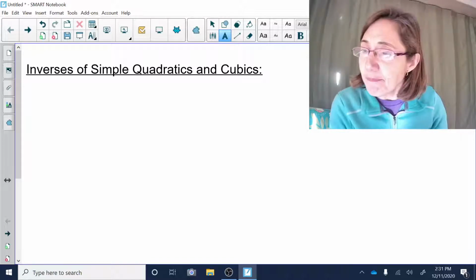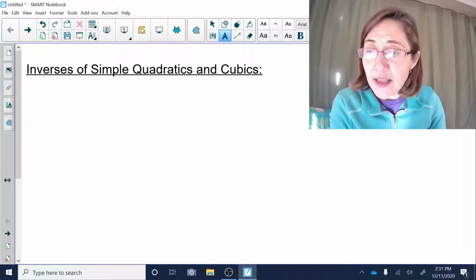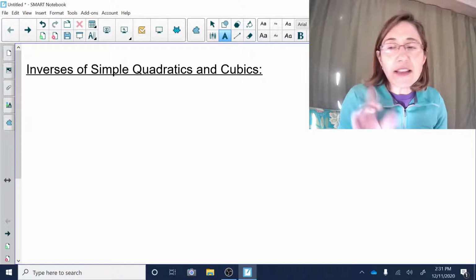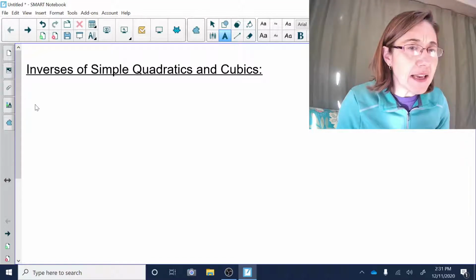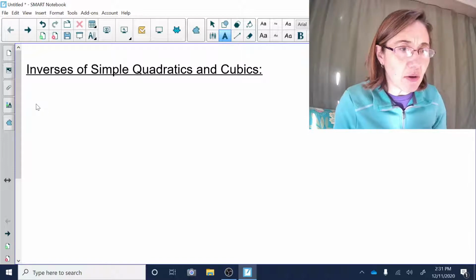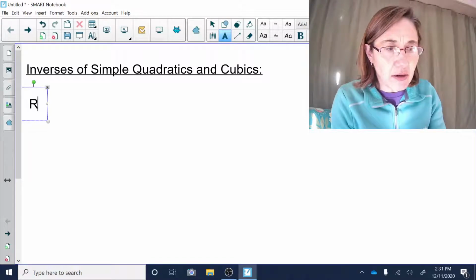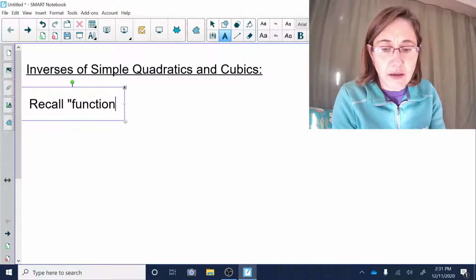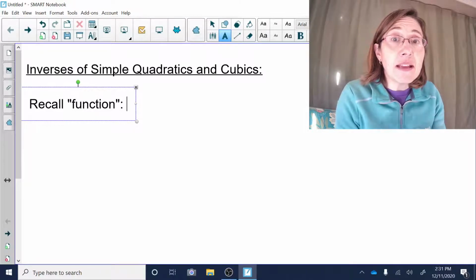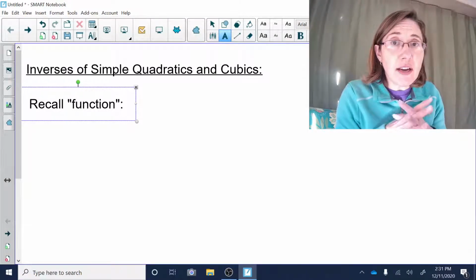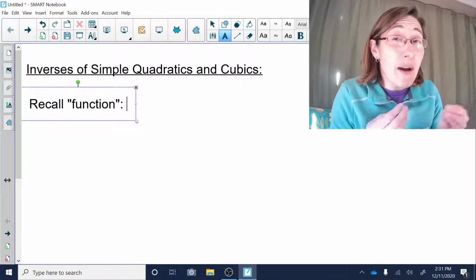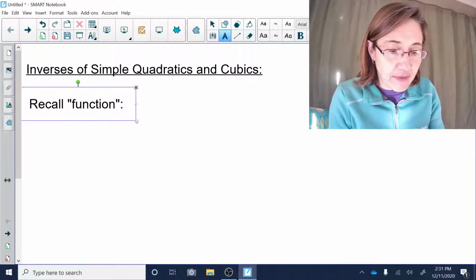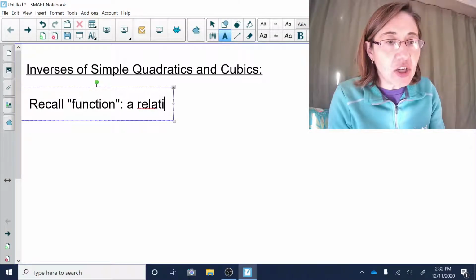So let's see. To begin with, let's find the inverse. No, actually, to begin with, let's review some definitions. When I say the word function, what does that mean to you? If I say something is a function, call function. Okay, that means that it is a relation where each input has how many outputs? Exactly one. Good.